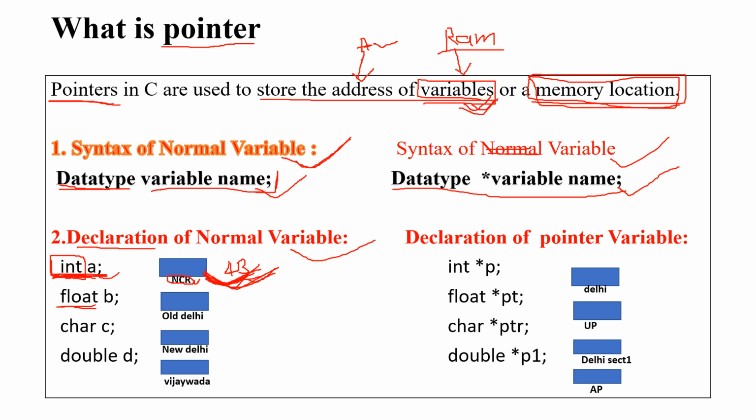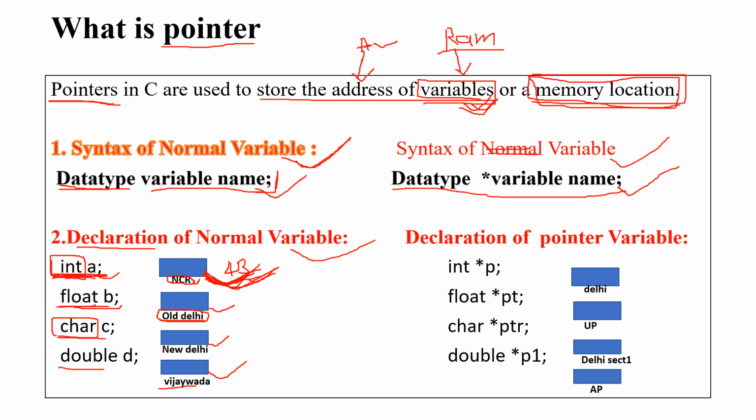Right? Similarly, if you are declaring a float variable, float is also going to allocate space in the memory, and this is the address, meaning float b purchased the land in Old Delhi. Character c is also going to be allocated according to the size; how size is decided depends on the data type. So double also purchased land, and its address is Vijayawada, right?